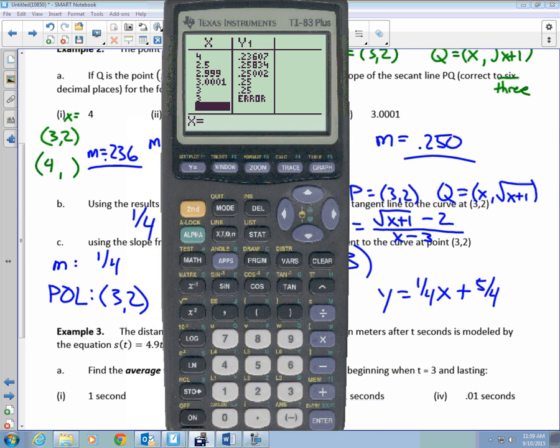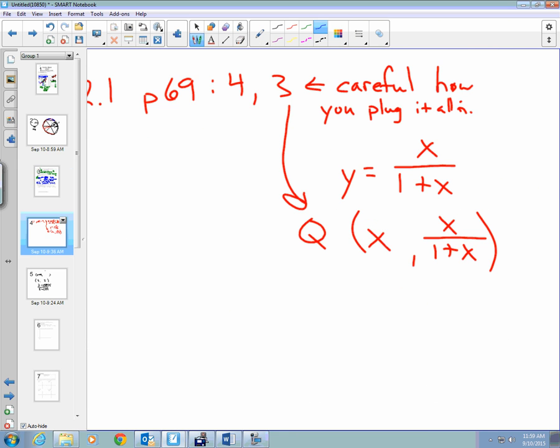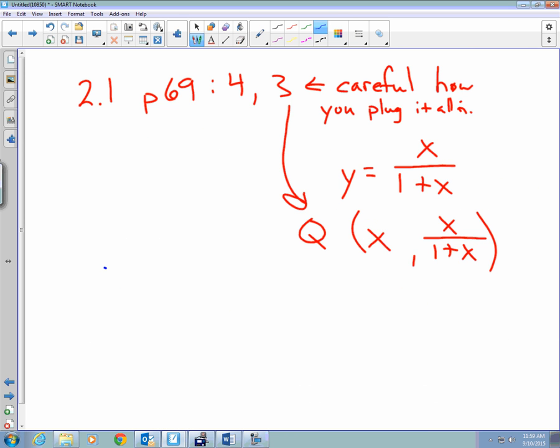So today, what I want you to work on is right here. Section 2.1, you can write this at the front if you want. That's why I leave that spot for assignments right at the front. Section 2.1, page 69. Do problem 4 first, because 4, you won't be as likely to make a mistake. And then do problem 3. Careful how you plug everything in there.